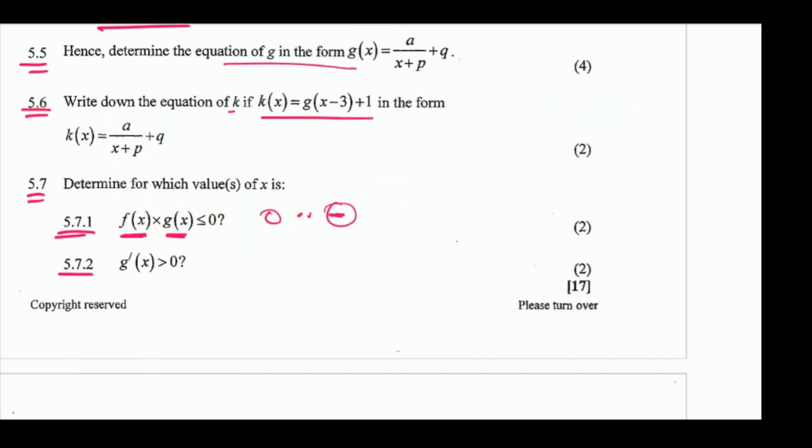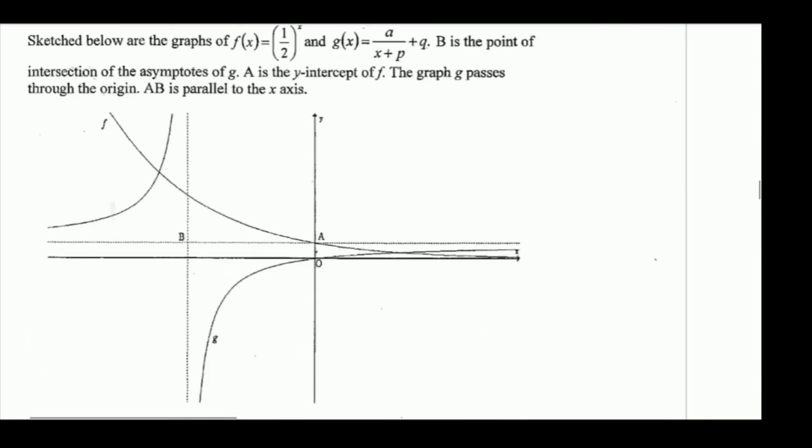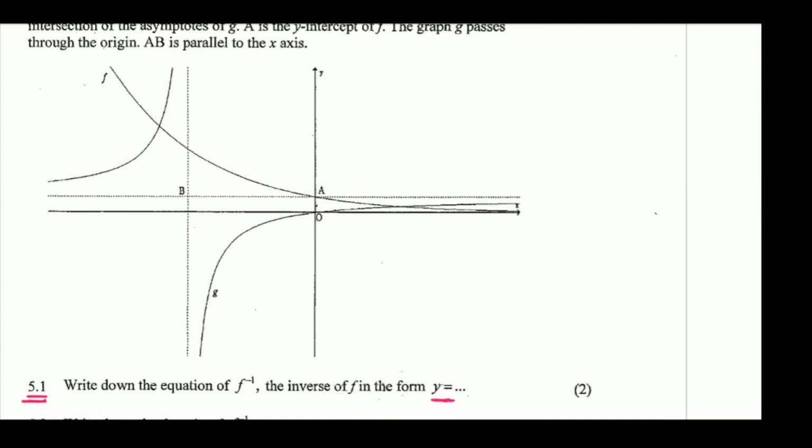So now 5.7.2, we are asked to find solutions of x when the g prime of x is greater than 0. So what this means now is we want to know the values of x when the gradient of the g of x is positive, it's increasing. So this is our g of x, right? And this is also our g of x, right? So let's look at how it's moving. Our g of x is moving from the left to the right, right? So it's actually increasing. So the gradient is positive.